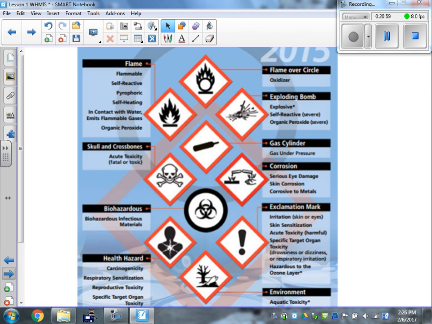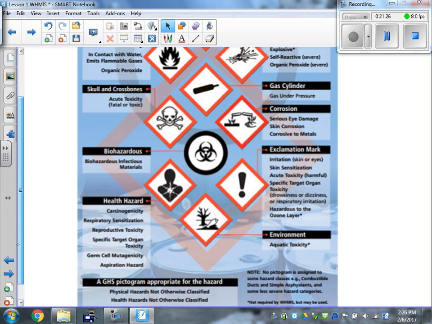corrosion, skull and crossbones, biohazardous. What is this one? Health hazard, of course, with the lungs. An exclamation mark would be, of course, once again, hazardous to the ozone, or maybe not quite, like I said, irritation, skin sensitization, things like that. Okay, and environment, of course, aquatic toxicity. Okay, so that kind of gives you a summary of those again. So once again, that'll be in the classroom for you there.